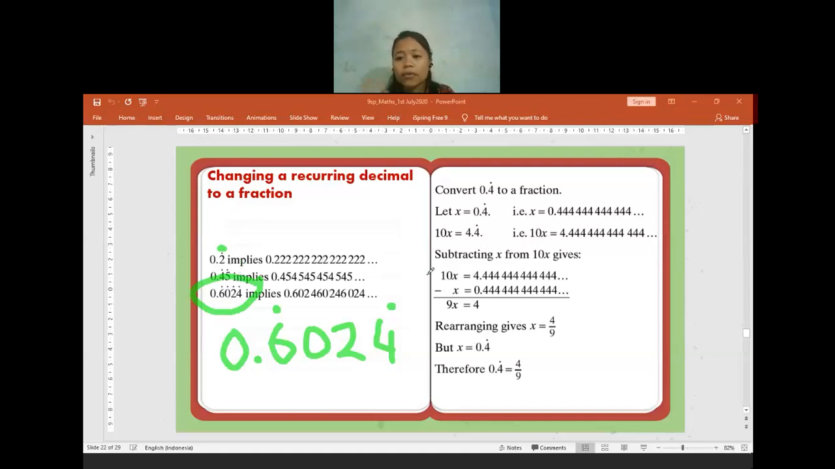Is there anyone who has difficulties? Feel free to ask if you have any difficulties. No? Okay. If no one has difficulties, now let us convert the recurring decimal into a fraction.